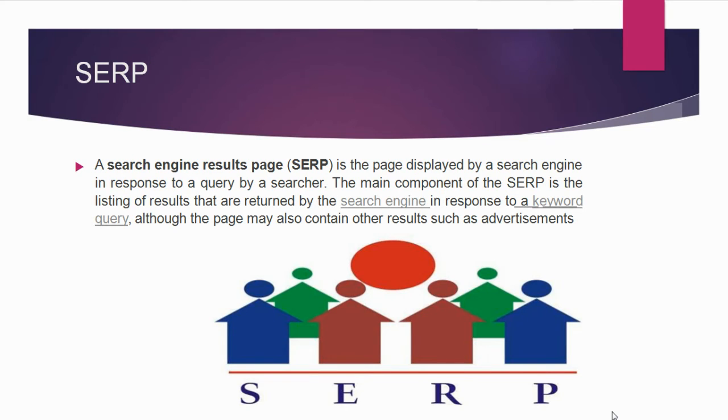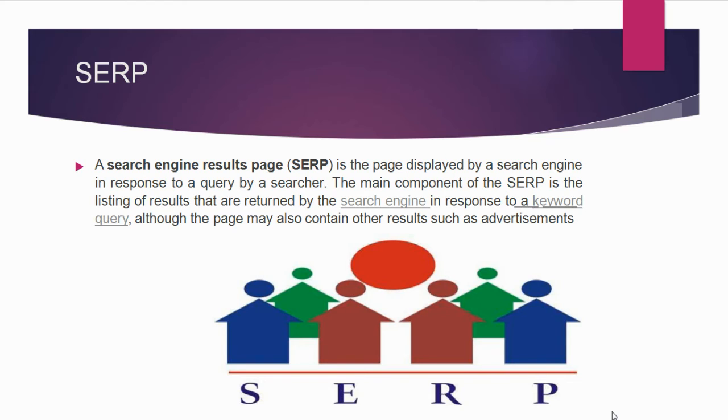Now, what's SERP? It's what shows up once you search for a particular keyword. The main component of a SERP is the listing of results that are returned by the search engine in response to the keyword. Like the keyword I explained earlier, this is just shedding more light on it.